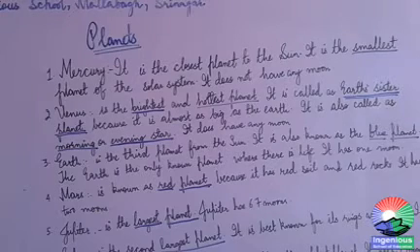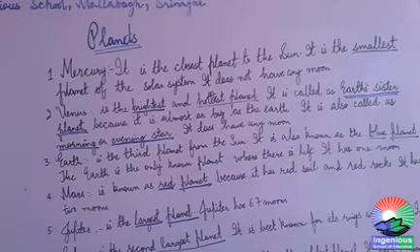Mercury is the closest planet to the sun, and also the smallest planet of the solar system. Students, Mercury does not have any moon. As I told you before, moons are the objects that move around the planets. Some planets may have moons and some may not. So Mercury does not have any moon.